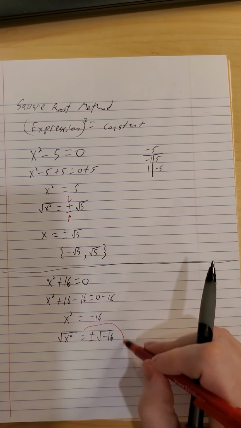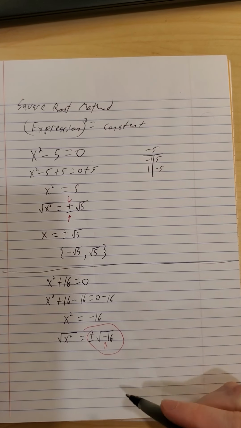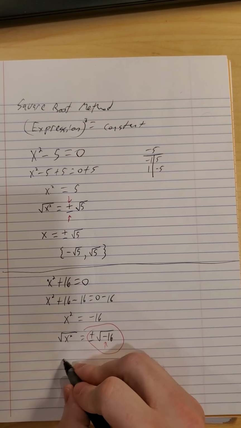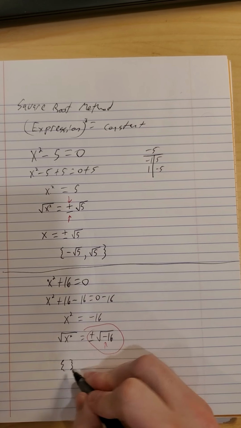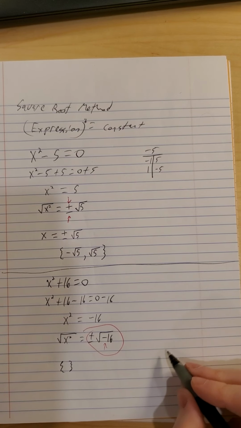Now, as soon as I see this, square root of a negative number, that kicks us out of the real numbers. So my solution set is empty. So this is outside of the real numbers.